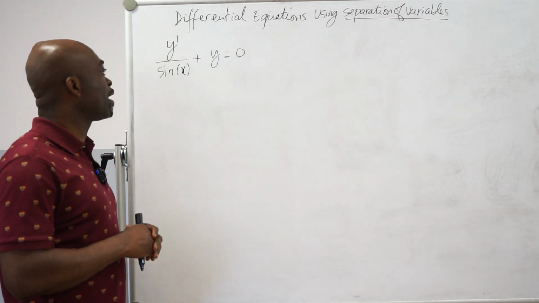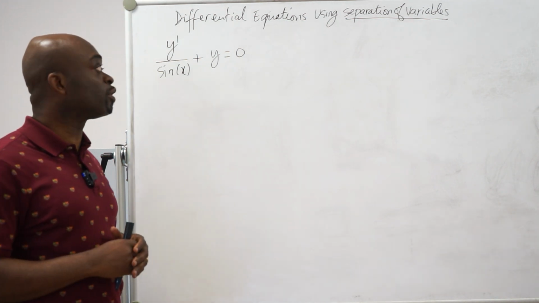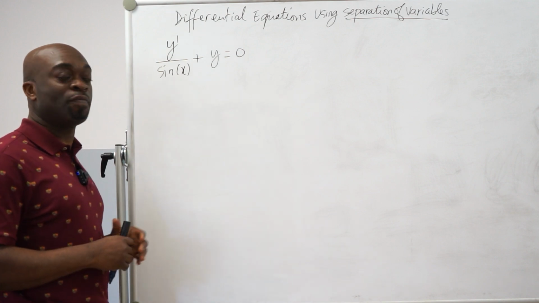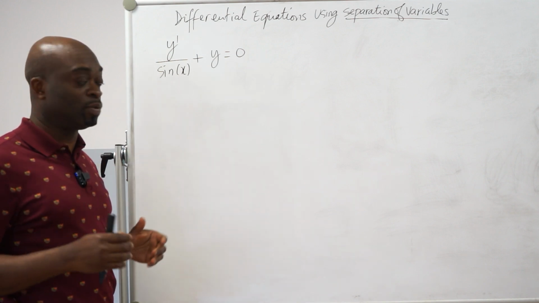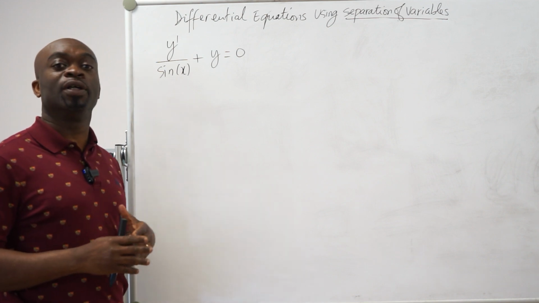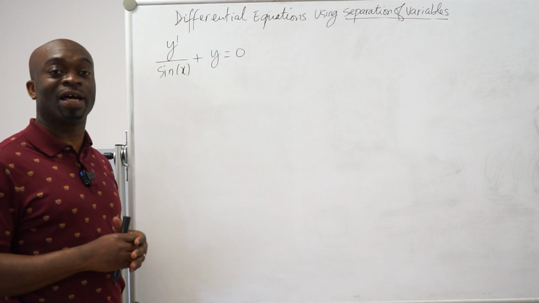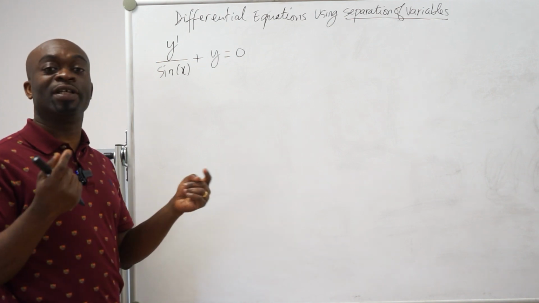We have y prime over sine of x plus y equals 0. So this is another differential equation that we're going to have to solve by separation of variables, okay? Separation of variables, again, ladies and gentlemen, is all about having y on the left side and x on the right side. You can, of course, have it the other way around.